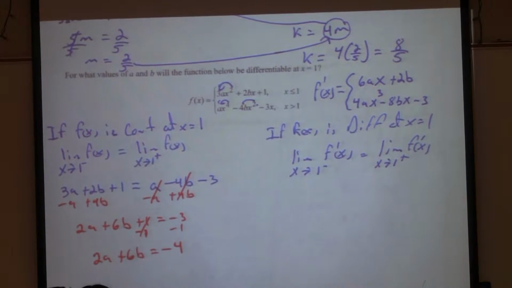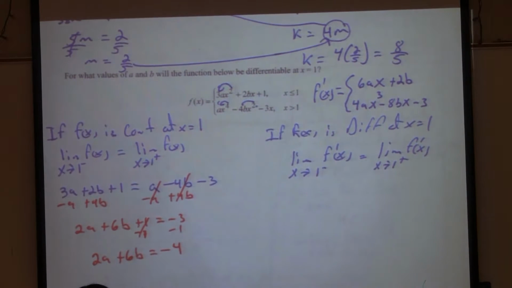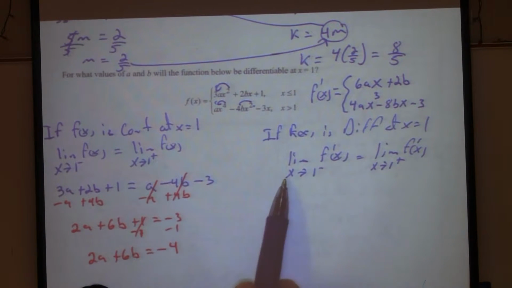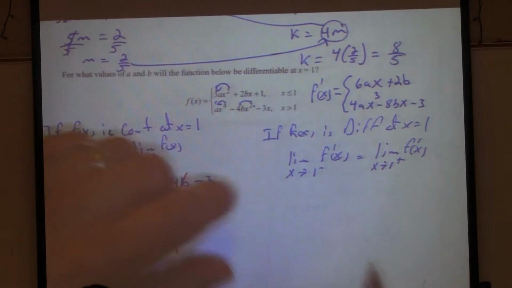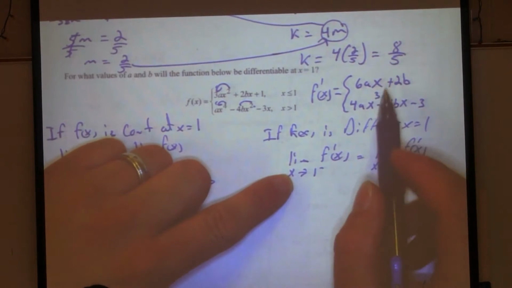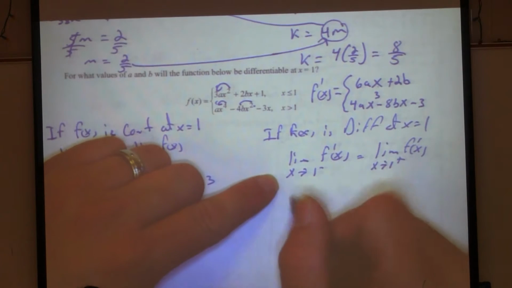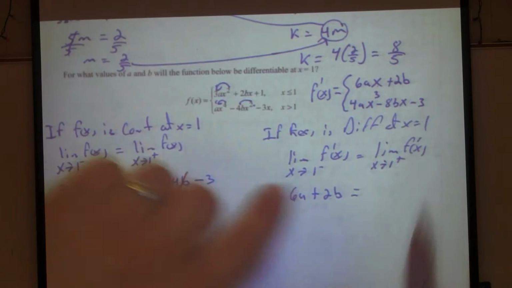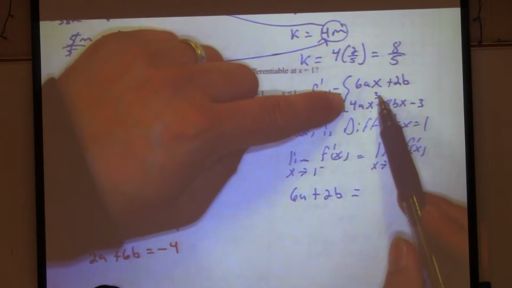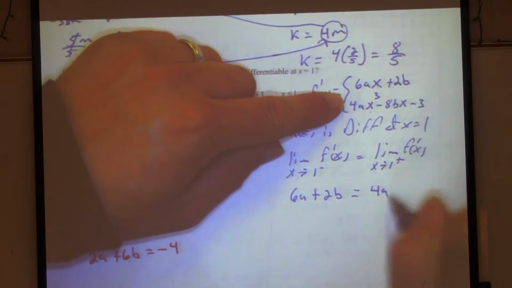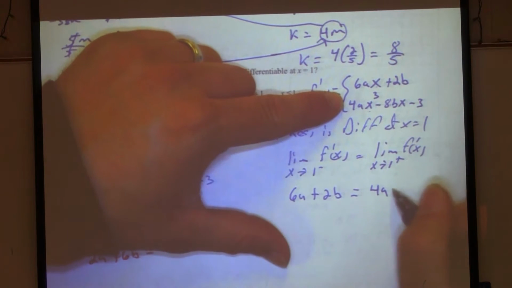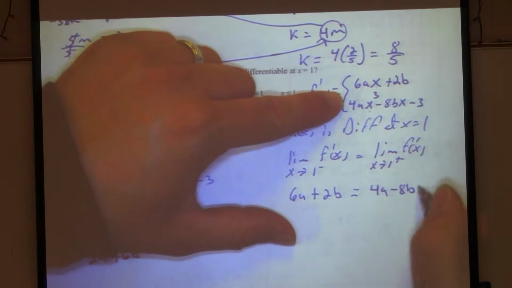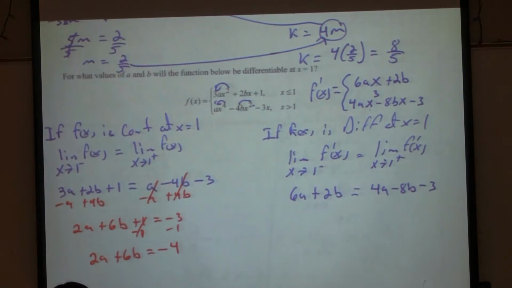So can we find the limits now? Remember, Gabriel, that we're plugging in that number only for the x in the derivative. Okay, so let's do the top one. So put in the 1 there. So that gives me what? 6a plus 2b equals, plug in the 1 in the bottom one. 1 to the third is 1 times 4a. 4a. 1 times 8b. 8b minus 3. What do you think I'm going to do to this one?